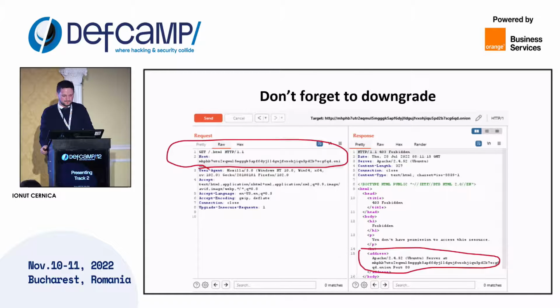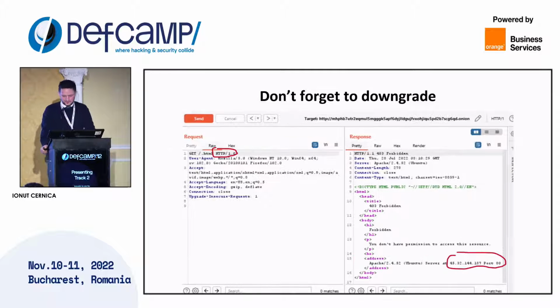So this is how it looks. This is in the left. It is the request sent to the server, and in the right is the response from the server. If we don't downgrade the protocol, you can see that in the response we have "server at" and what is in the host header, which is my Tor onion address.